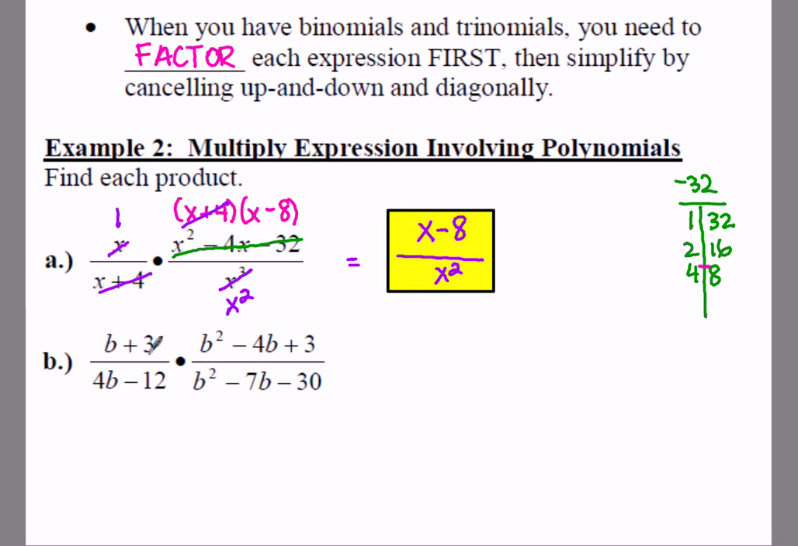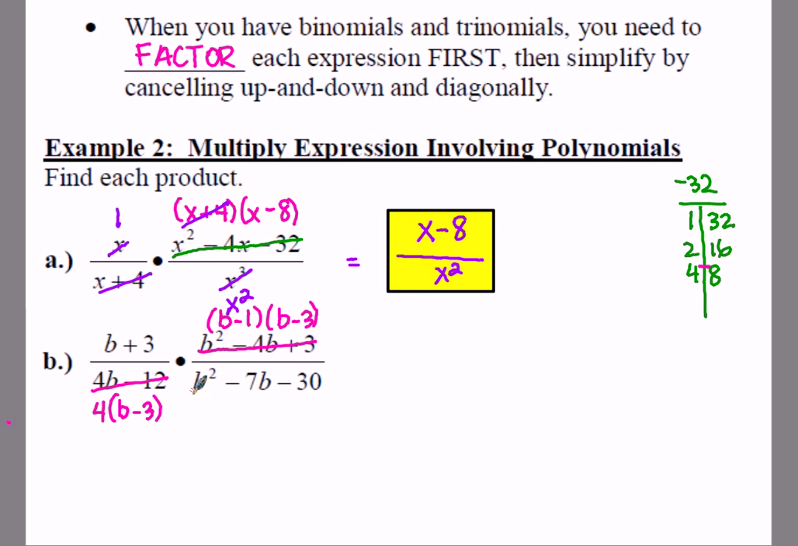All right, let's look at b. B plus 3 won't factor. However, we can factor 4b minus 12 by taking a 4 out, and you're left with a b minus 3. Now, more than likely, this b minus 3 will cancel with a b minus 3 either up top or diagonally. So when you're factoring, it may help to keep that in mind. If we have b squared minus 4b plus 3, that will actually factor into b minus 1 times b minus 3. I like to mark that out so I don't try to use it again.